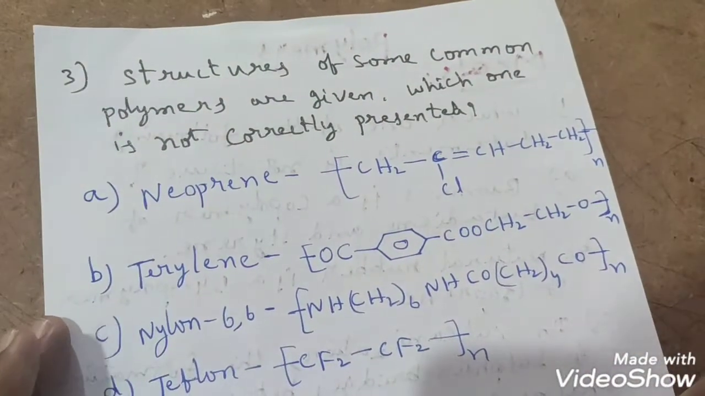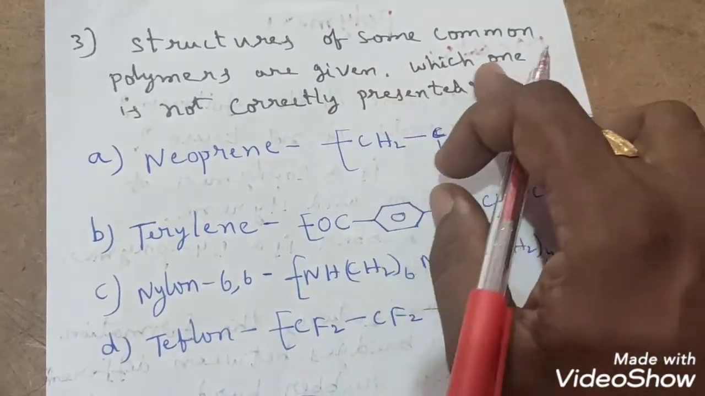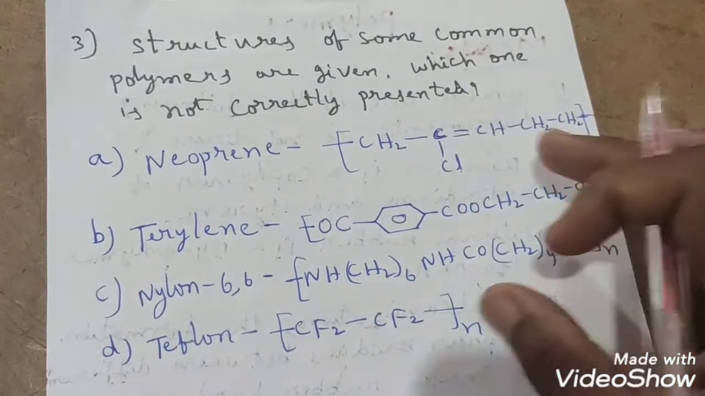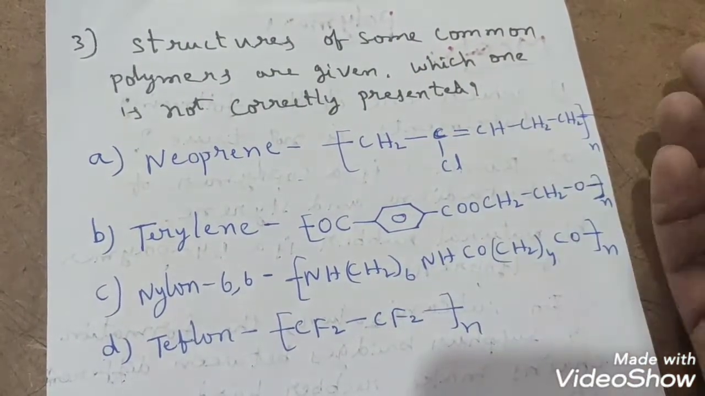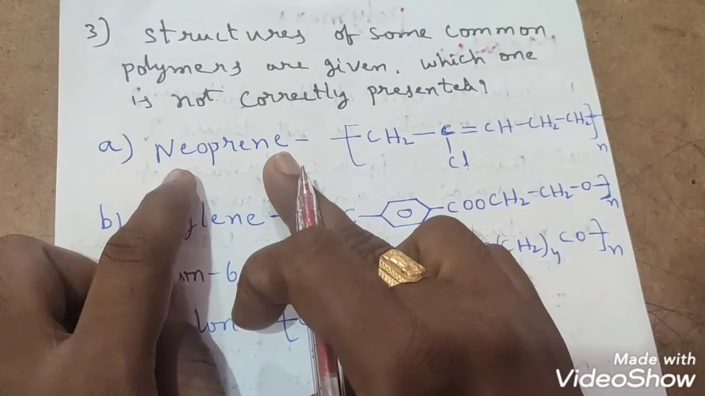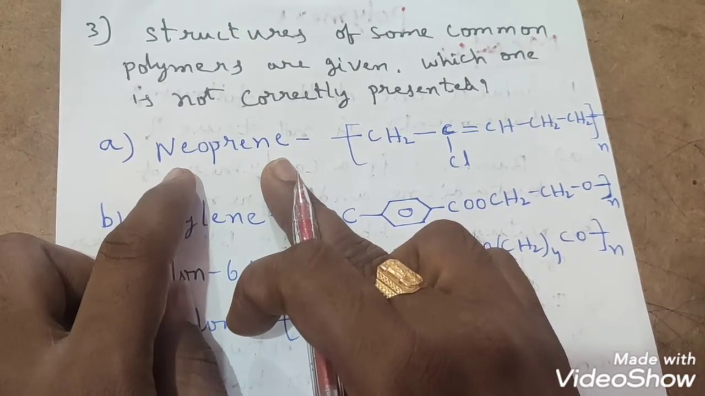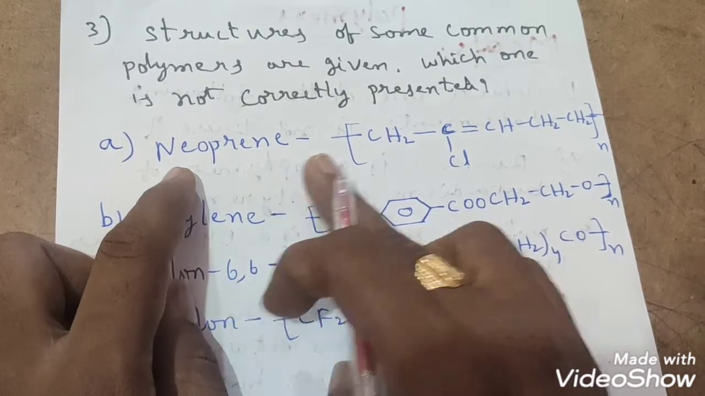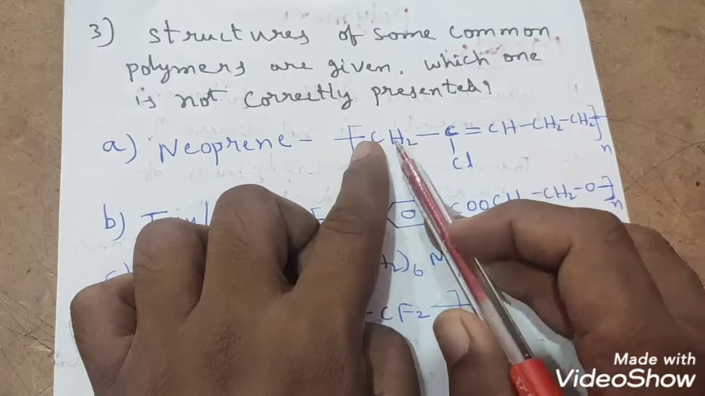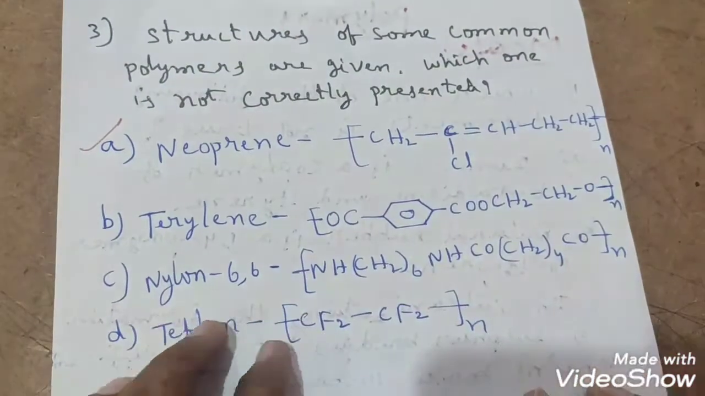Next question, if you observe, structures of some common polymers are given. Which one is not correctly presented? See the polymers they have given. Among these polymers, which polymer is the wrong one? We have to identify, correct or not? Yes. Neoprene came from chloroprene, right? Chloroprene is what? 2-chloro 1,3 butadiene. Here 2-chloro 1,3 butadiene means how many carbons? 4 carbons only. But here how many are there? 1, 2, 3, 4, 5 they have given. So this is the wrong structure, we can say.